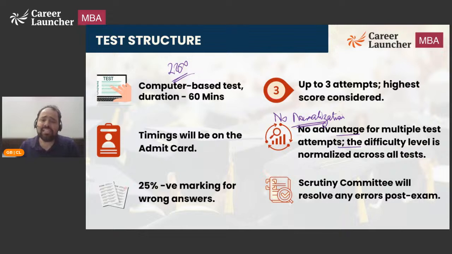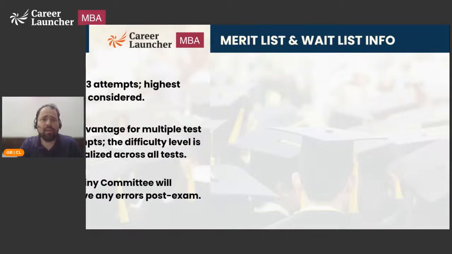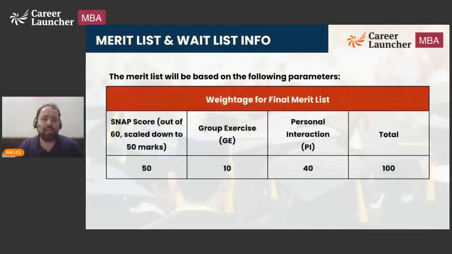Okay. And then they state that the scrutiny committee will resolve any errors post exam. वो जनरली वो भी मानना वो लोग का चांस बहुत कम है. They generally do not agree that there are any errors also. So this is a problem with SNAP. Please keep that in mind. Okay. Merit list, wait list, this is very important. Please keep this in mind.